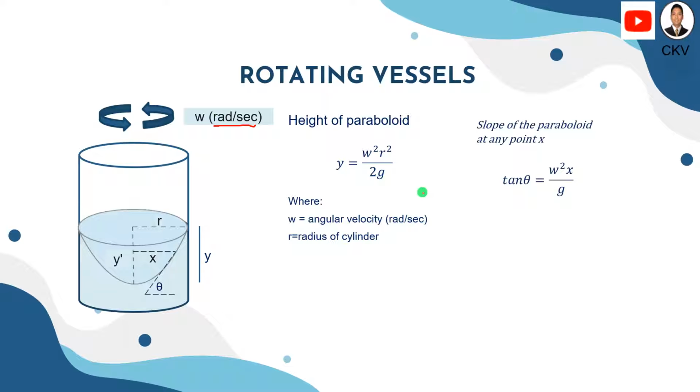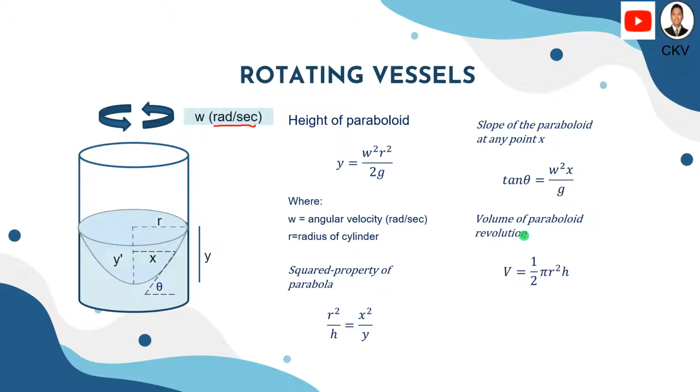So if we are required to determine the slope at any point within this paraboloid, we can use the solution tan theta equals w squared x over g. So at any point x, we can determine the slope of the parabola. In other problems, other solutions, we can use the square property of parabola. So depending on the problem, later on, we can use this square property of parabola.